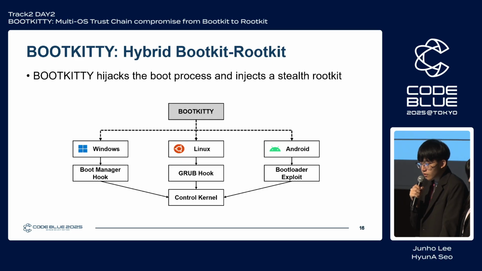It's built with environment-specific modules that account for each operating system's architectural differences. On Windows and Linux, attackers modify the bootloader on the boot partition to gain control before the kernel starts. On Android, attackers exploit bootloader vulnerabilities to bypass Android Verified Boot and gain control in the early stages of the system. Due to time constraints, this presentation will cover only Bootkitty's Linux and Android.